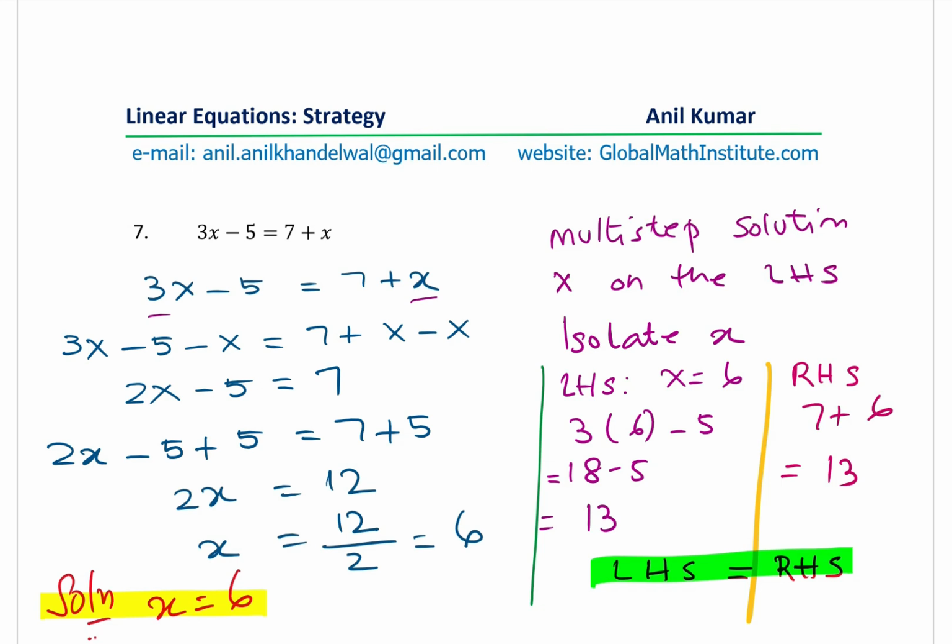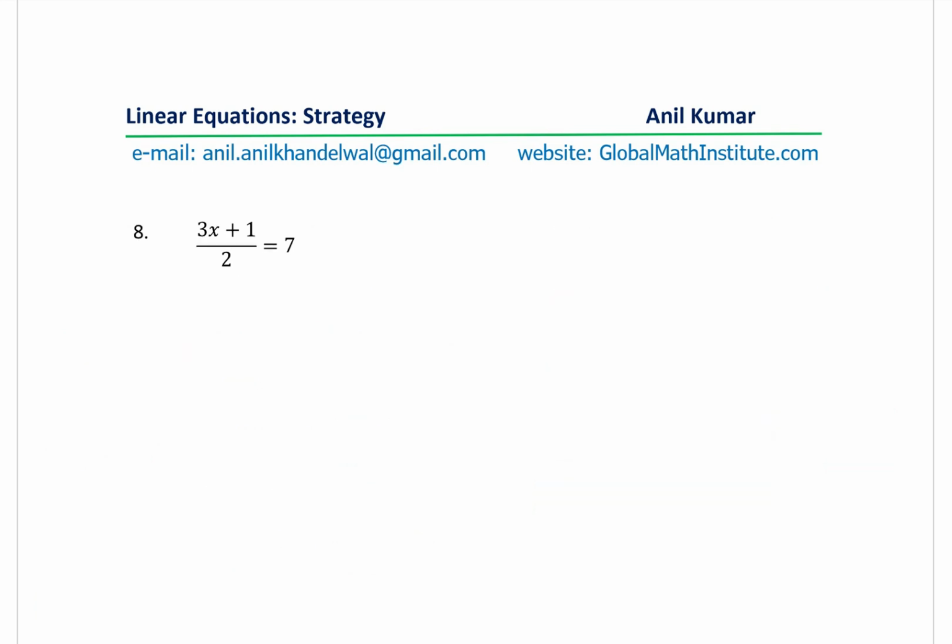Here is the last question for you, in which it is kind of a fraction. I've seen that sometimes students are scared with fractions, but we'll show you another very simple technique of solving such questions. I call this cross multiplication. The question is 3x plus 1 divided by 2 equals 7.